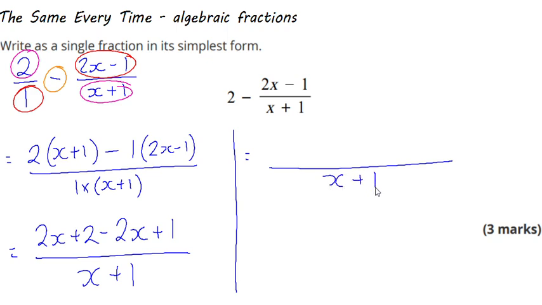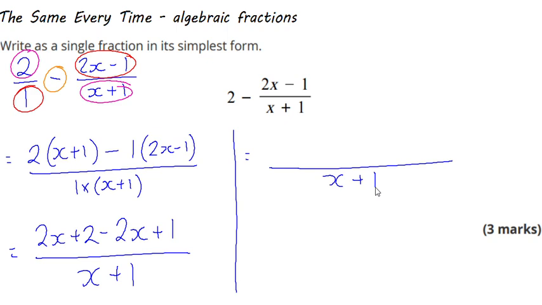At the top, simplifying. Well, I've got 2x and minus 2x. So how many x do I have? 2x minus 2x, well, that's 0. So I don't need to write anything down. There are no x terms in there.